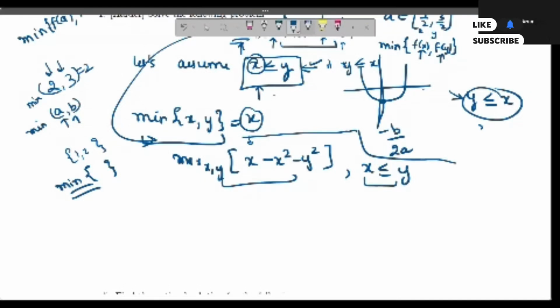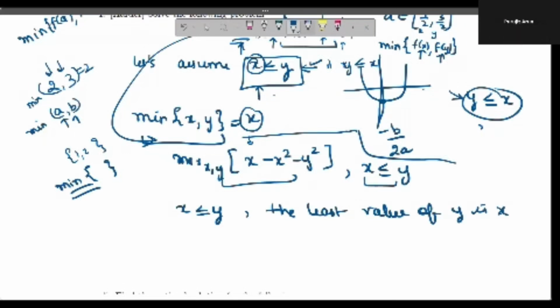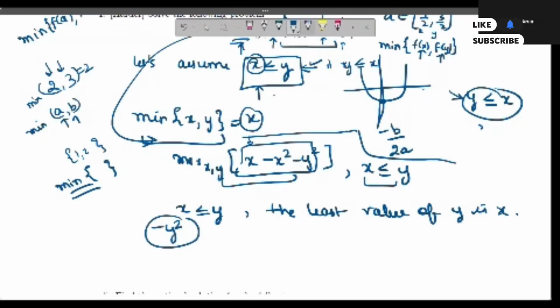If I know that I have a fixed value of x for which x is lesser than or equal to y, what will be the least value of y then? x. Correct. But as you see in this expression, it is minus y square. That means if you increase y, this will decrease. It is getting decreased as y gets increased.